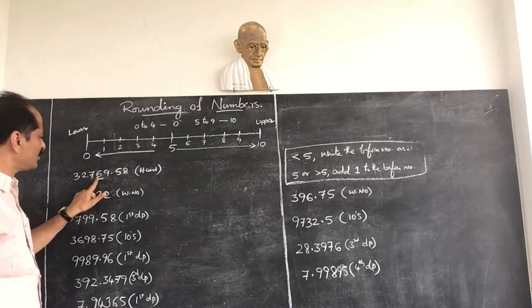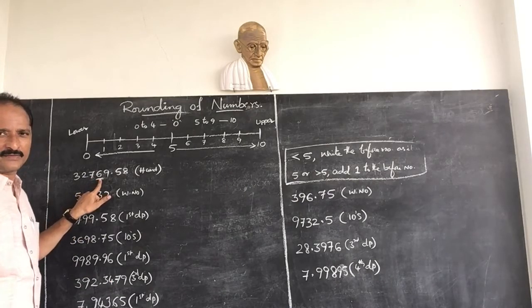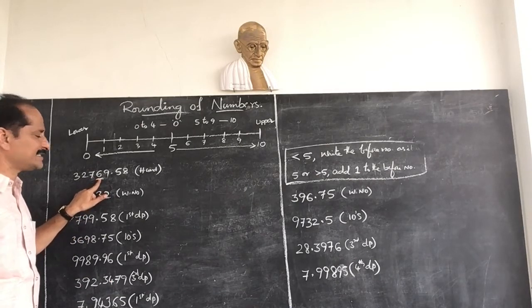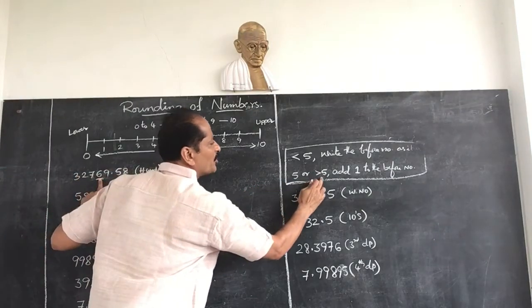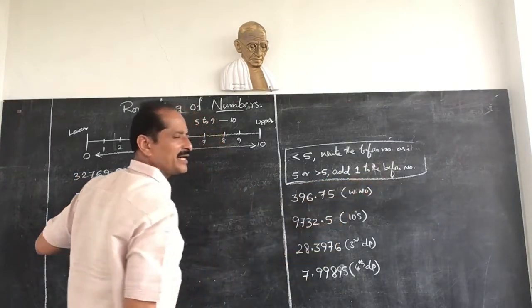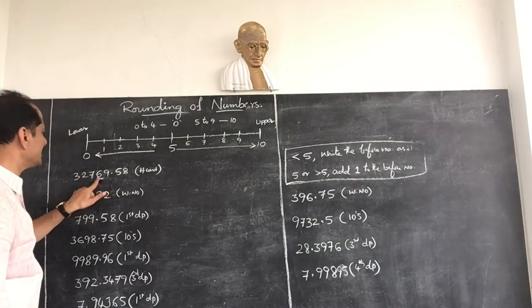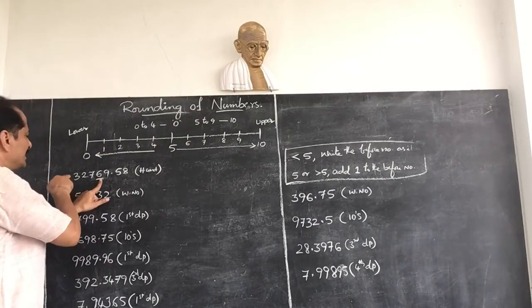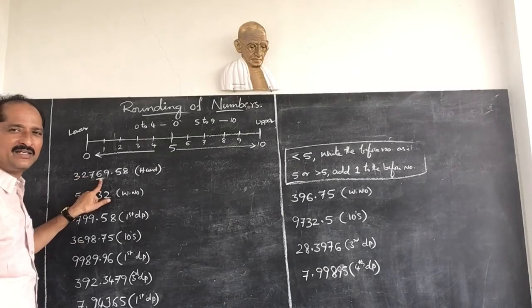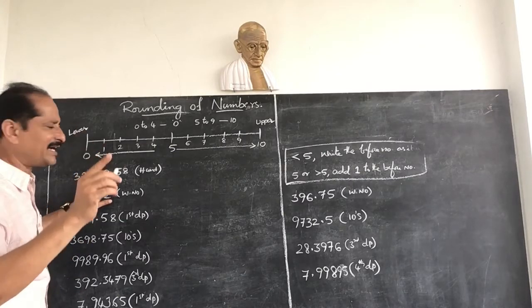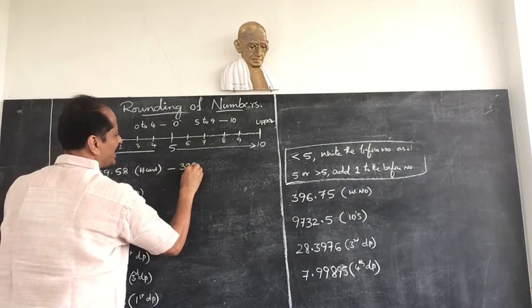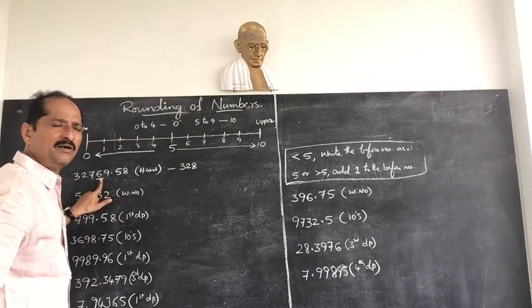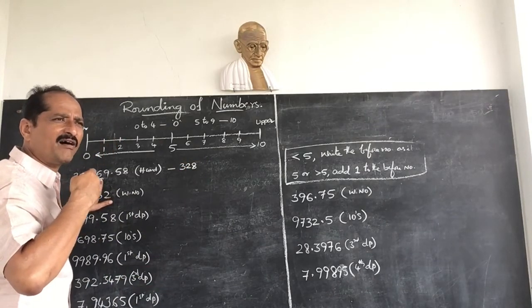So you have to keep your finger on the digit in the tens place, which is 6. If it is 5 or more than 5, add 1 to the before number. The before number is 327, so add 1 to 327. 327 plus 1 is 328. And then place all the remaining zeros.